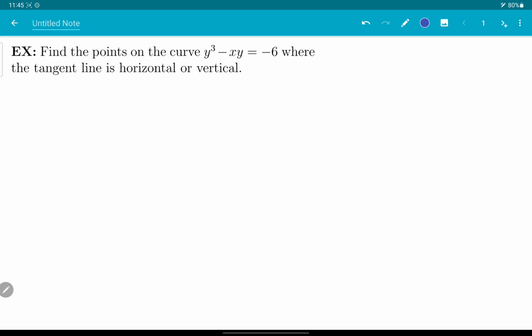What are we doing here? We are going to find the derivative implicitly via this equation, and then we will find out when the tangent line is horizontal or vertical. Horizontal will mean that y prime is 0. And then vertical will mean that y prime does not exist. You may find it useful to think of this as y prime equals plus or minus infinity.